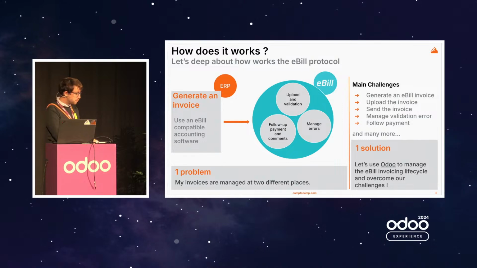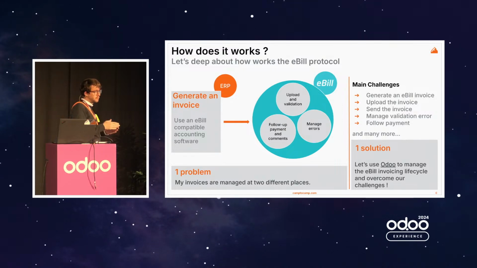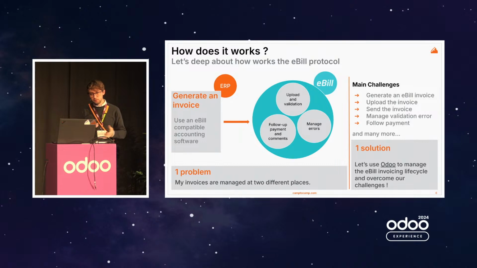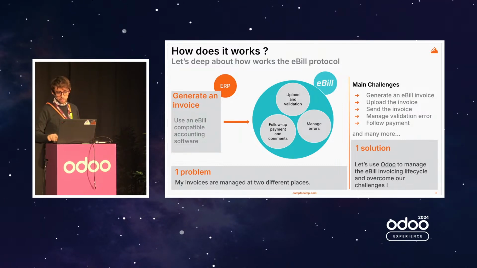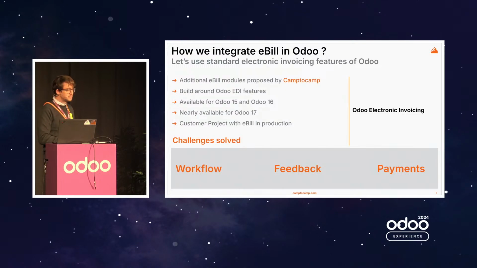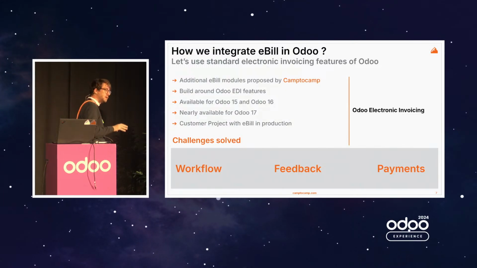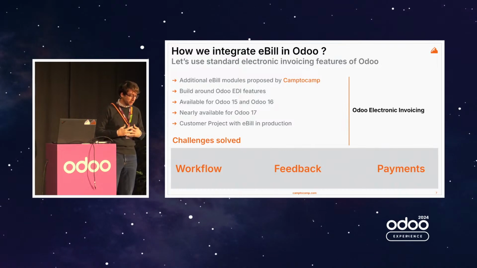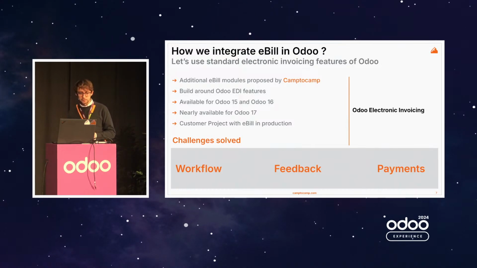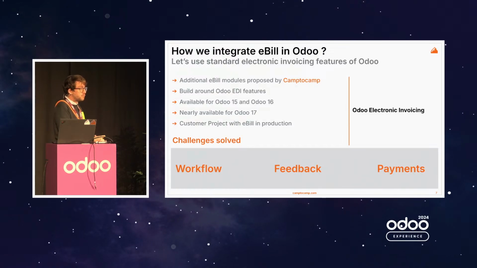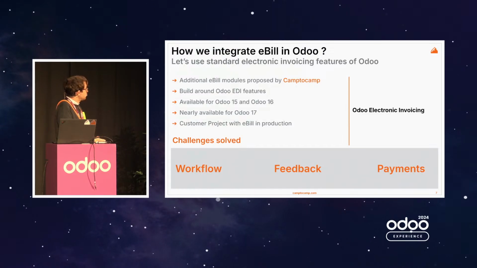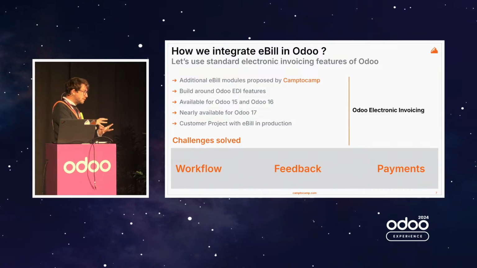So one problem, like I said before, invoices are managed at two different places. Solution: let's use Odoo to manage eBill. Let's use our proprietary module. That's why at Camptocamp we create additional eBill modules that are only provided by us to manage that. It's built, obviously, around standard EDI features that Odoo provides, because we want to have a smooth integration of our module.